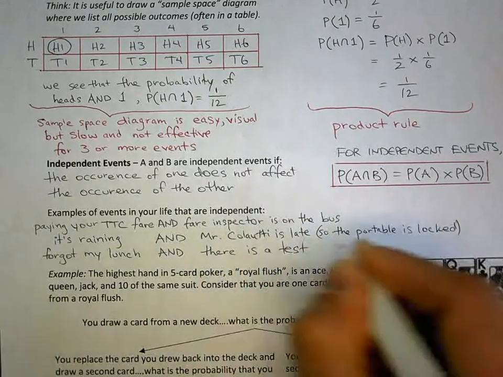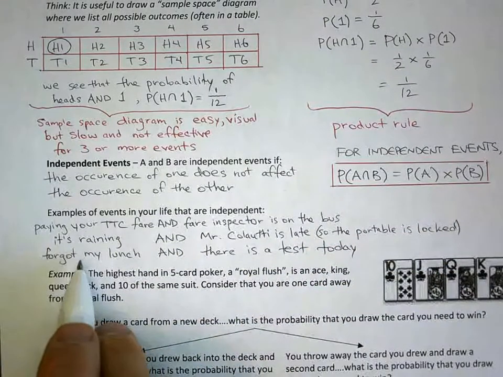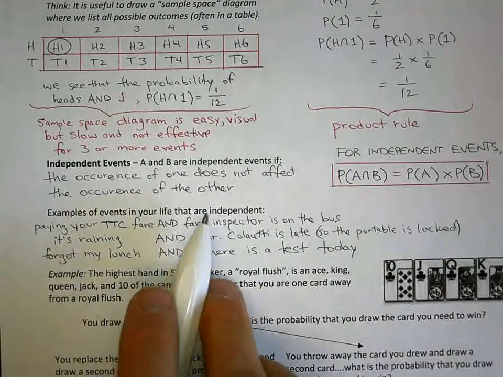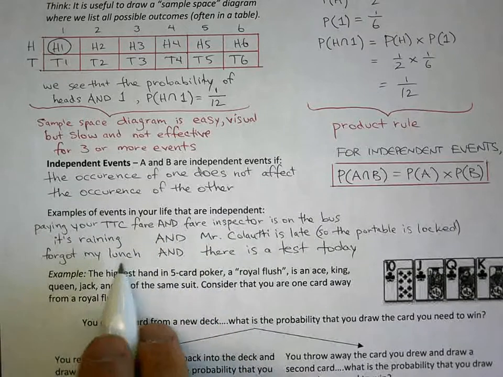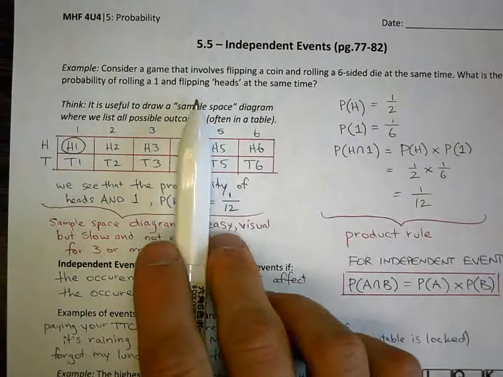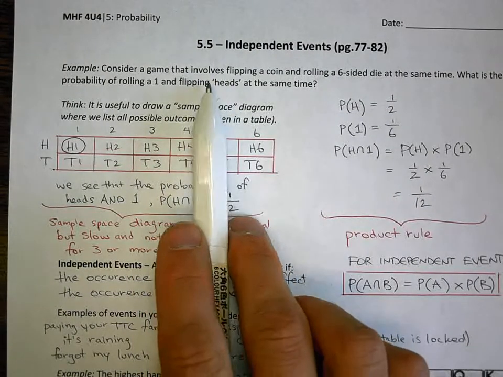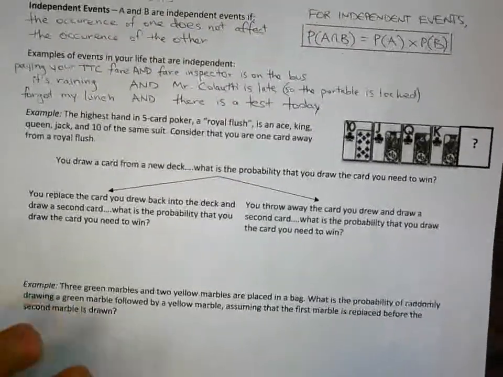Maybe though they are related. Maybe the fact that you were up all night studying for your test means that you forgot your lunch. That would mean that they're related. But in theory, these two things aren't related. One does not affect the other. I mean, the easiest example is flipping a coin and rolling a dice, right? Those two things do not affect each other. Those are independent events.